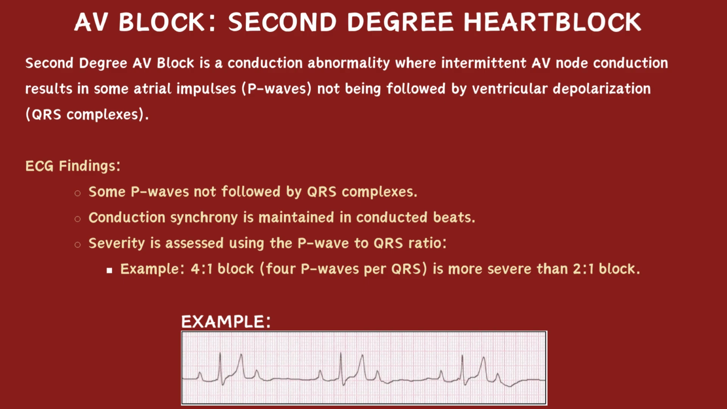Conduction synchrony is maintained in conducted beats. Severity is assessed by using the P wave to QRS ratio. For an example, 4 to 1 block, 4 P waves per QRS, is more severe than 2 to 1 block.